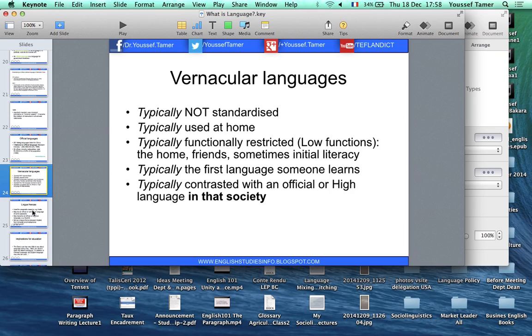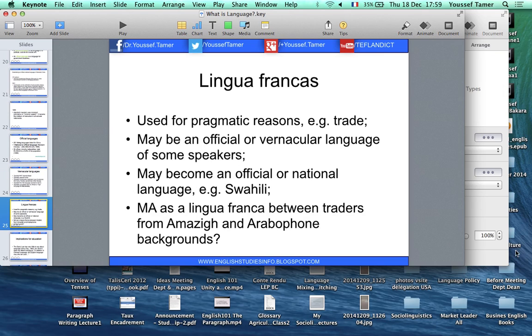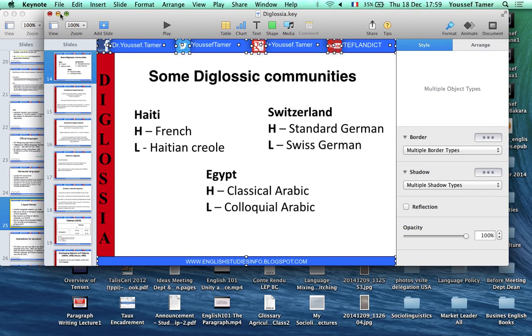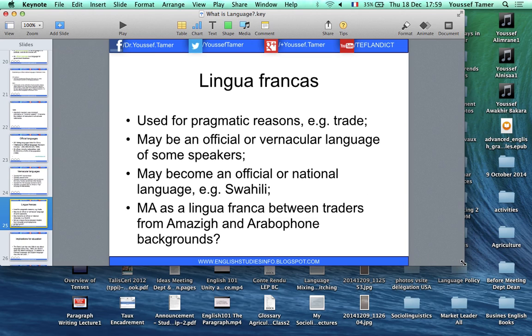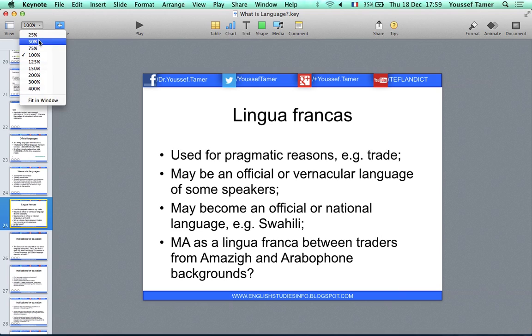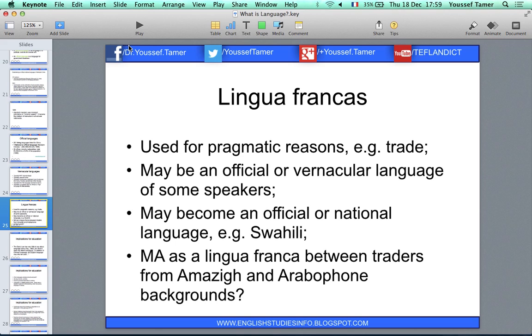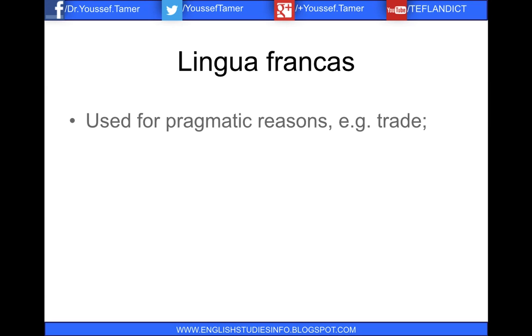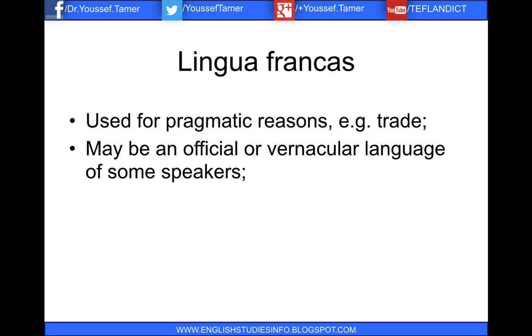And then another concept there is lingua francas. Now, lingua francas are used for simply pragmatic reasons. For example, trade and business. We can have different types of lingua francas. It could be an official language, or it could be just a vernacular language used as a lingua franca.